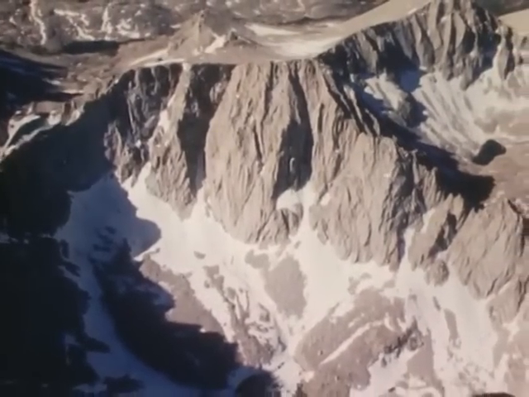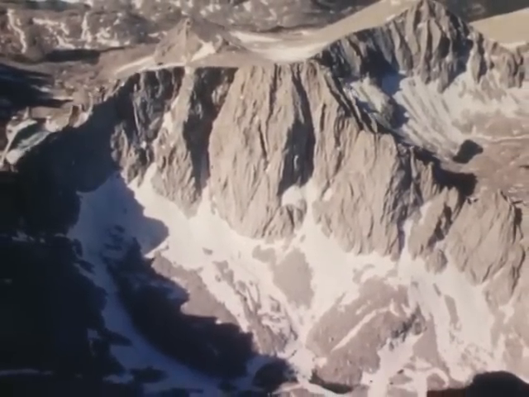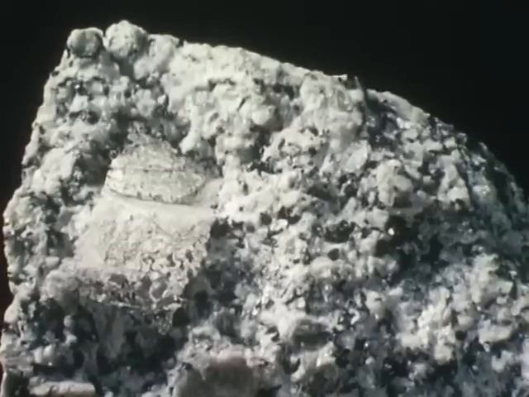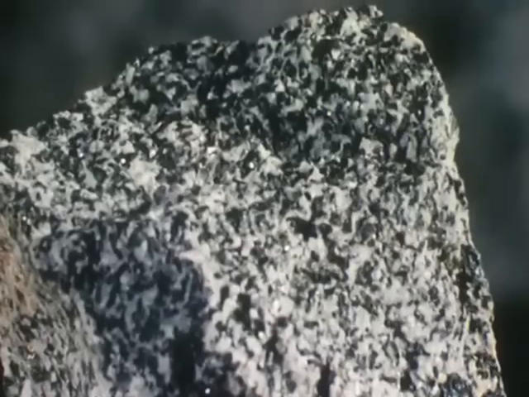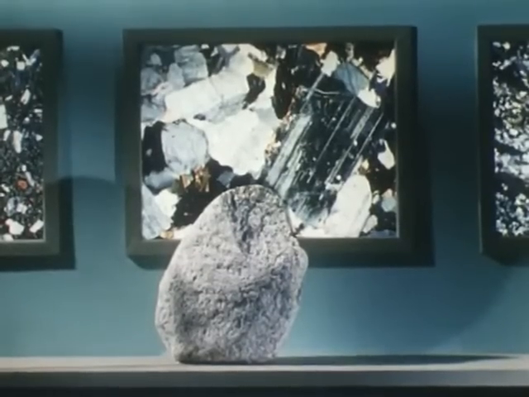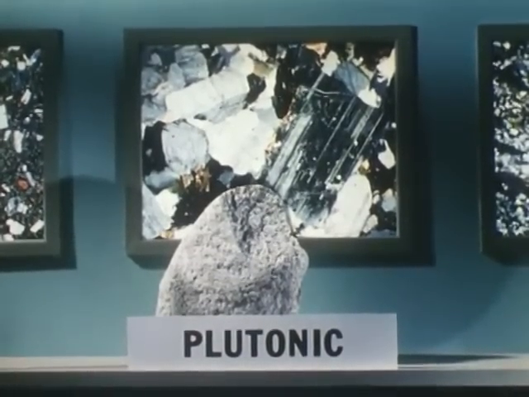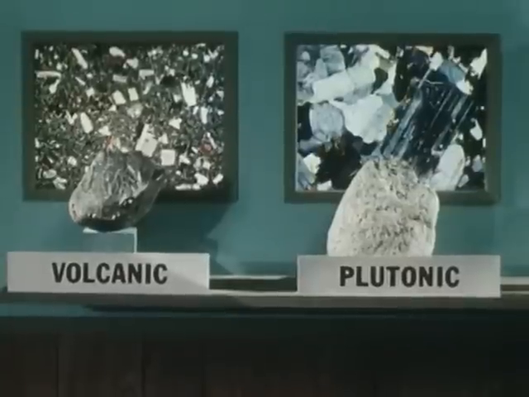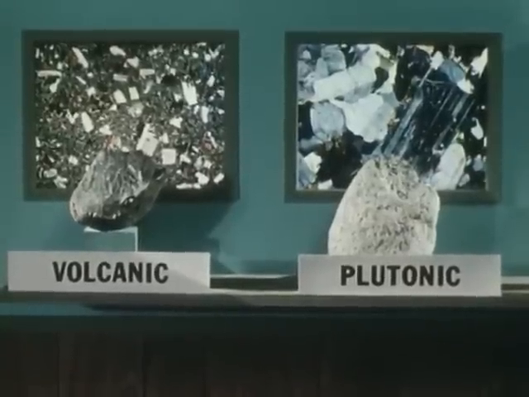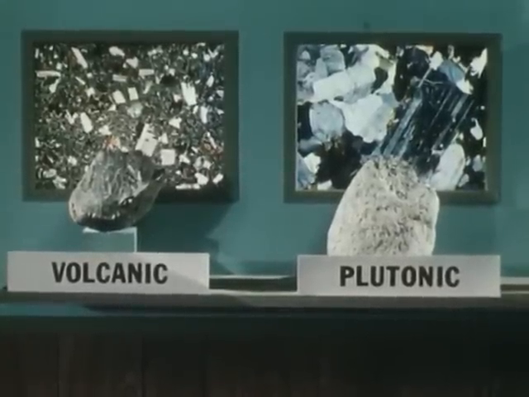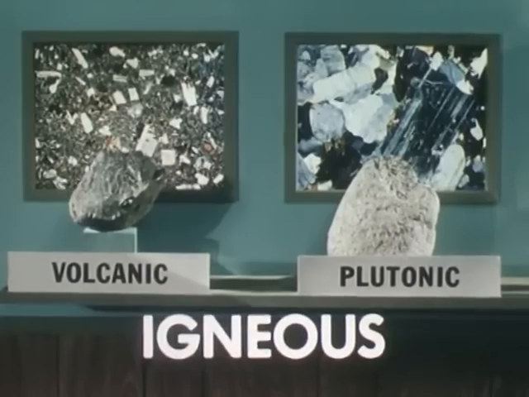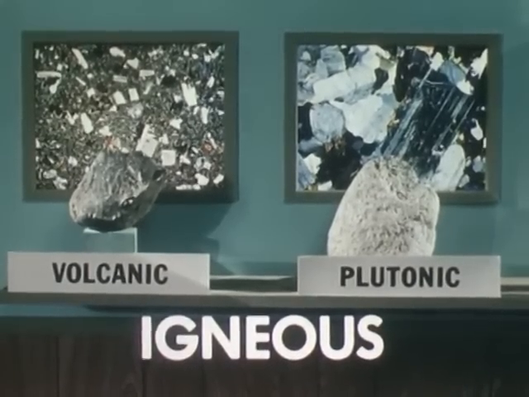Rocks made in this way take many different forms. They are called plutonic rocks after Pluto, Greek god of the lower world. Because both plutonic and volcanic rocks were once molten, they are both called igneous rocks, after the Latin word for fire.